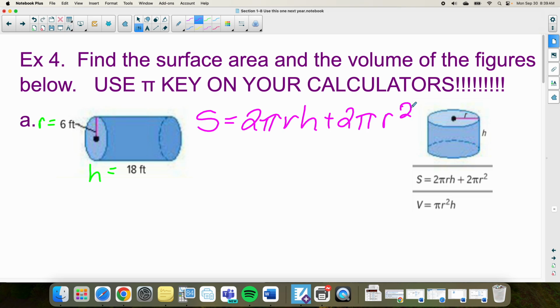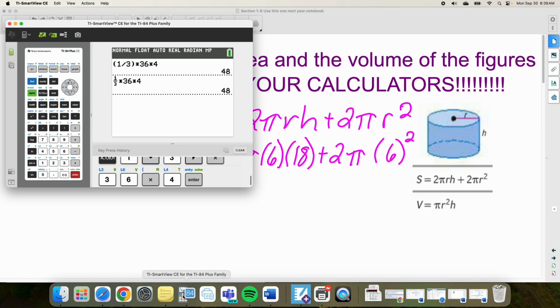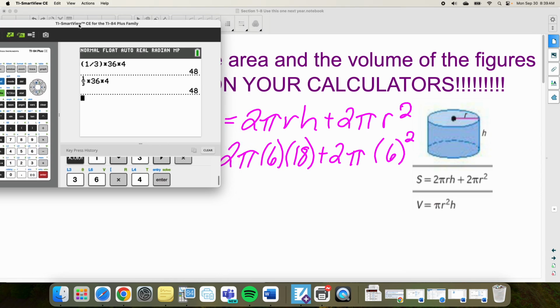So what we're going to do here is just plug in what we know. We're going to go 2 pi, my radius is 6, my height is 18, plus 2 pi, and my radius again is 6, and I have to square that. Now, as I was telling you guys, that looks like a lot, but you're just going to punch that into your calculator exactly how it looks.